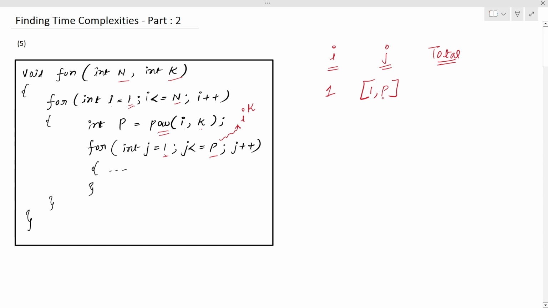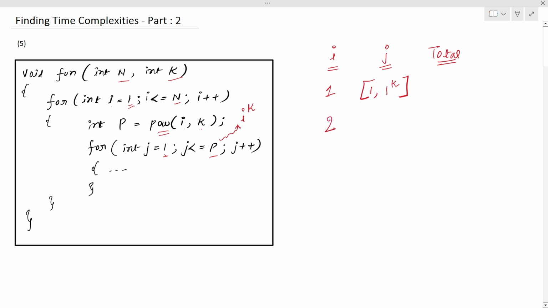So can we write here p? No. Why? Because p is nothing but what? It is i power k. So instead of p, we'll try to replace it with i power k, right? That means it's not i power k, it is 1 power k, because for this iteration the i value is 1. So that's why we will mention it as 1 power k. So it is as simple as that.